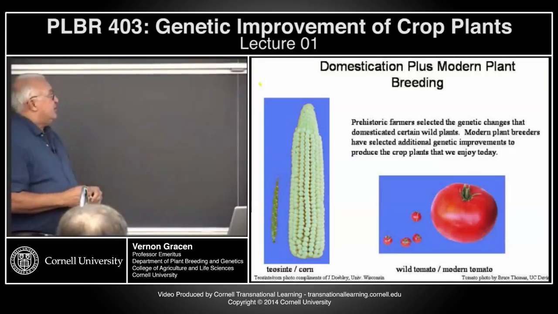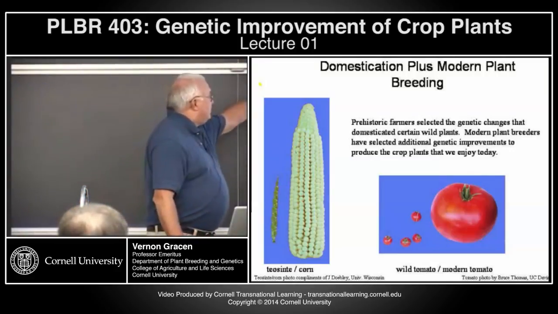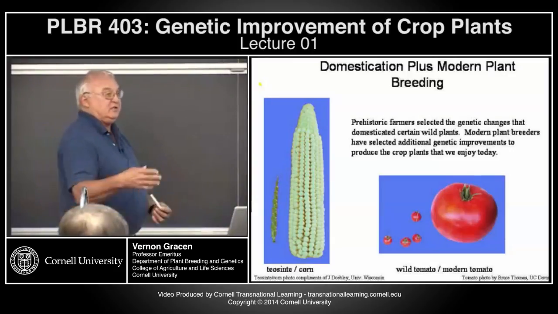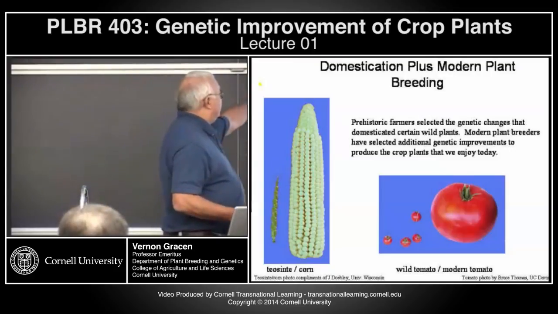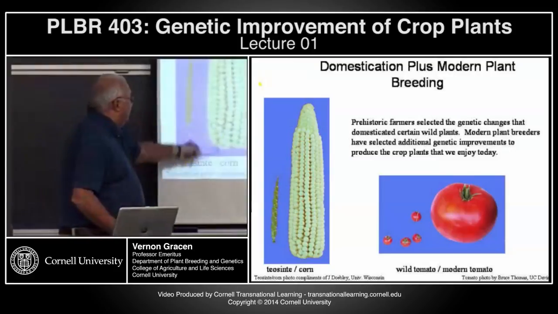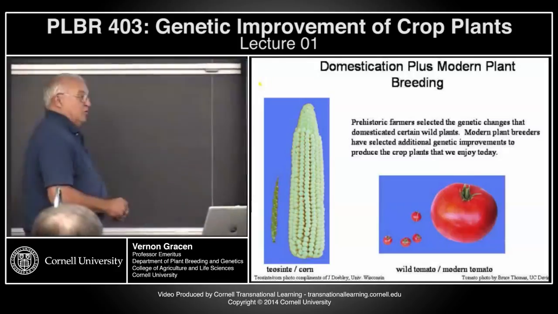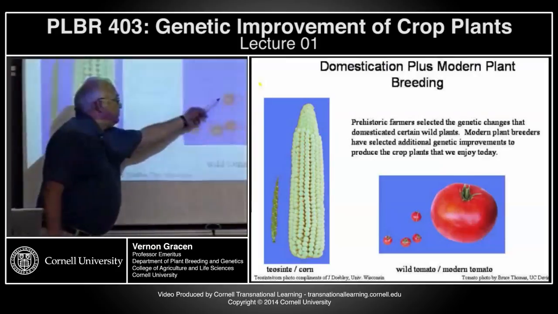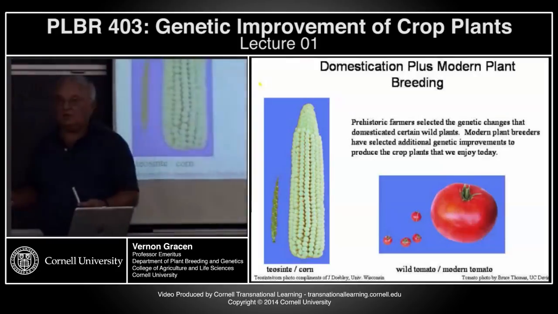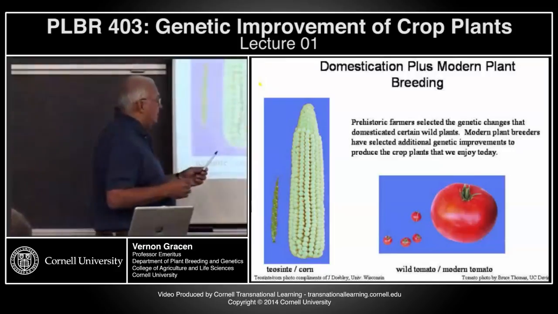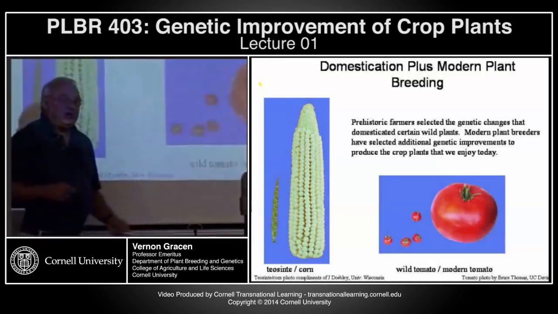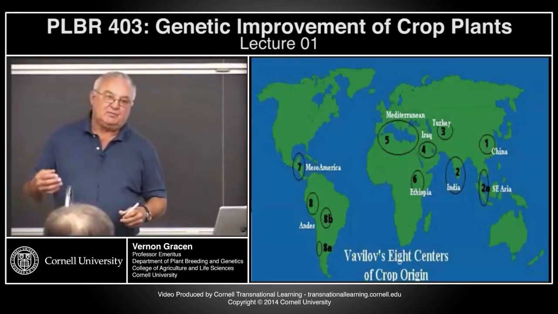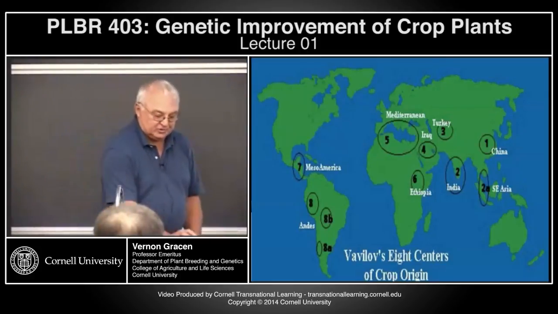So domestication has done things like this: this is the progenitor of corn, teosinte, and over 10,000 years with domestication and some classical breeding, we've modified that to maize as we know it today. These are the progenitors of tomato. In fact, these are fairly toxic plants, and they were selected, domesticated, and enlarged to produce the tomatoes that we know today.